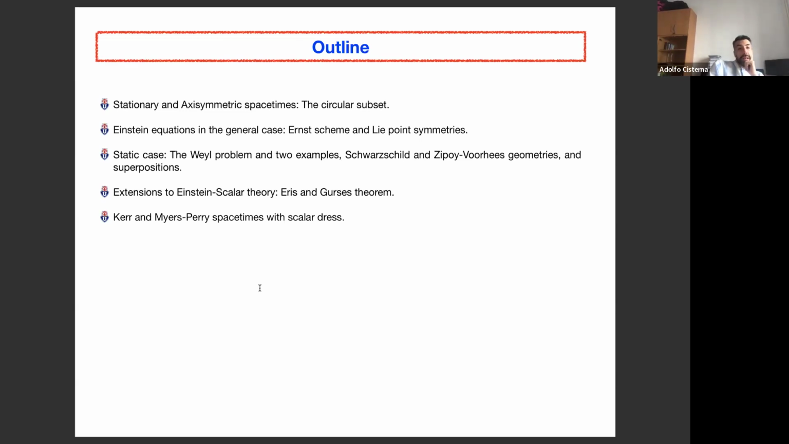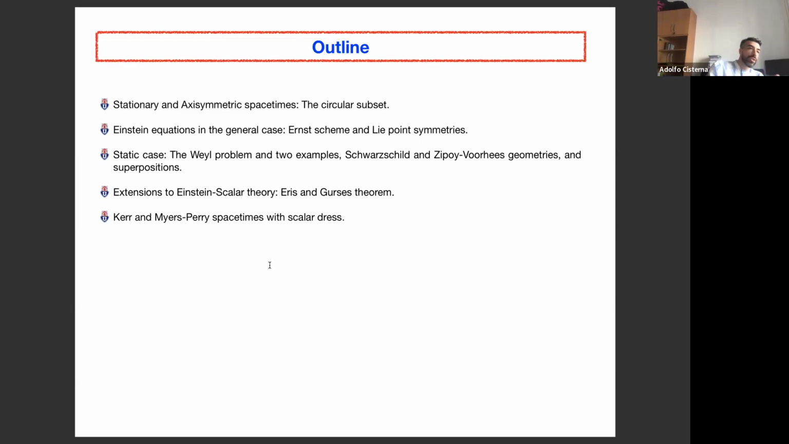Then I'm going to tell you a bit about the static case that is contained in this family of metrics. It's something called the Weyl problem. I will show you why this Weyl problem is very important to understand, especially when we are looking for solutions in Einstein-scalar theory.